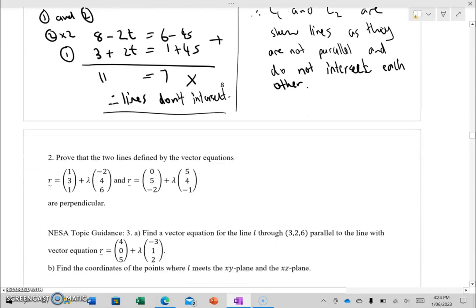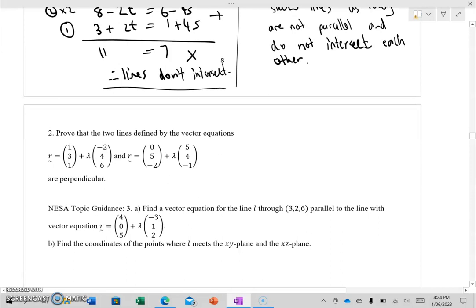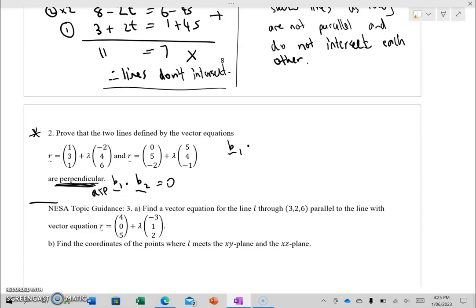All right, next. Last question we'll do in this video, and then you'll be up to date to where we started. Prove the 2 lines defined by those 2 vector equations are perpendicular. Remember, key thing to be perpendicular, the direction vectors must dot to give 0. So that's what I'm required to prove. So let's go. B1 dot B2 equals.